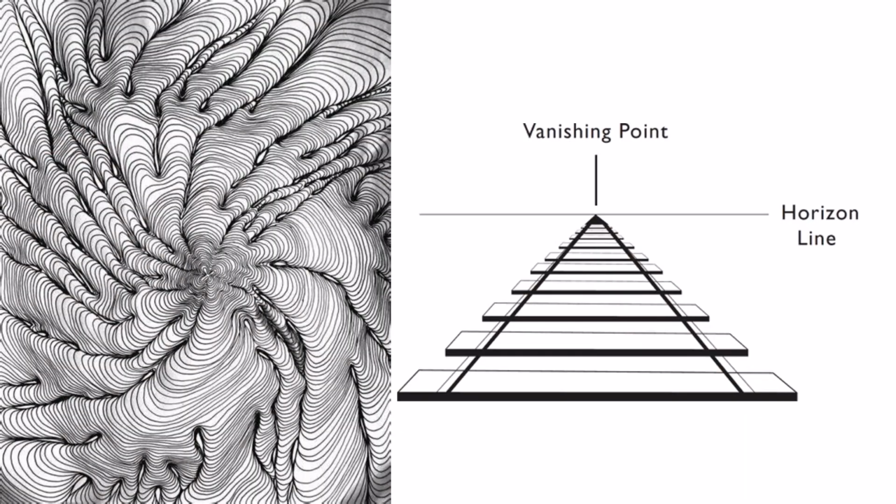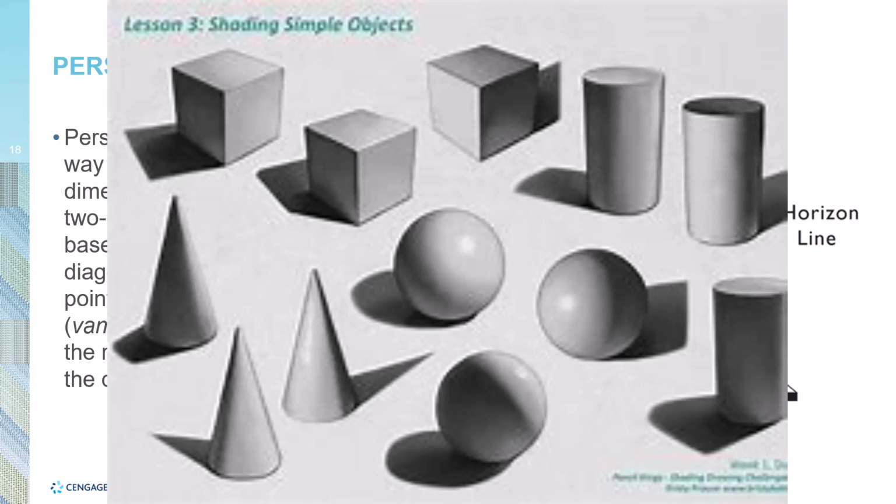A modulated line, a line changing in thickness, can also suggest volume. Volumetric shapes like cubes, cones, and cylinders create the illusion of depth. Many volumes together can create the illusion of a recessional space.